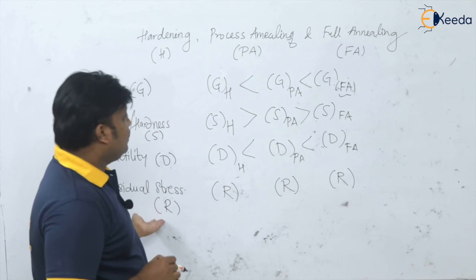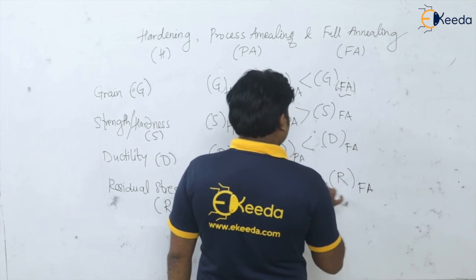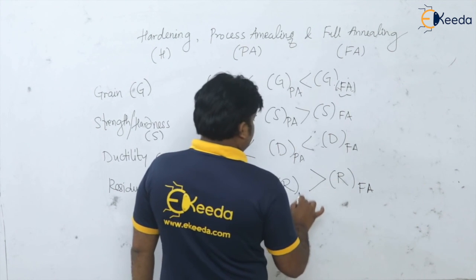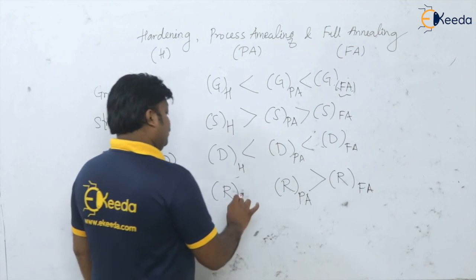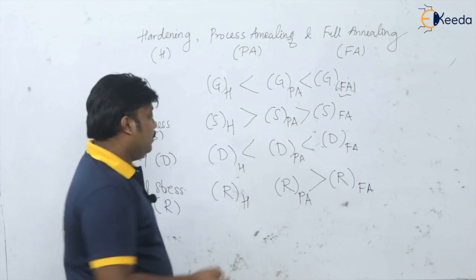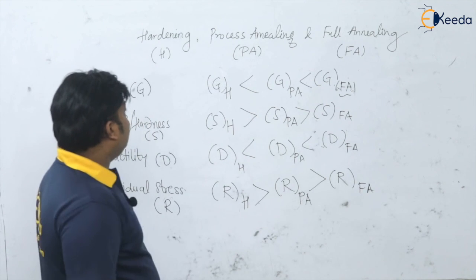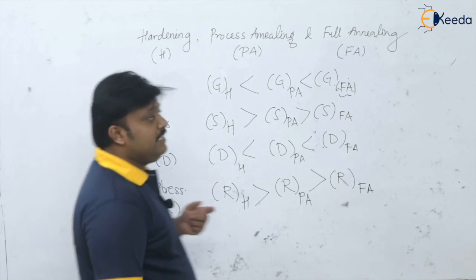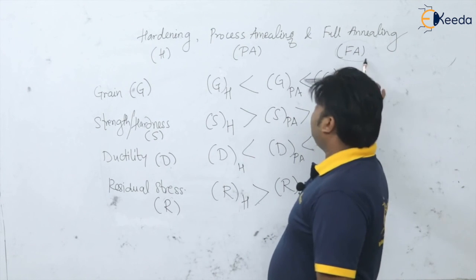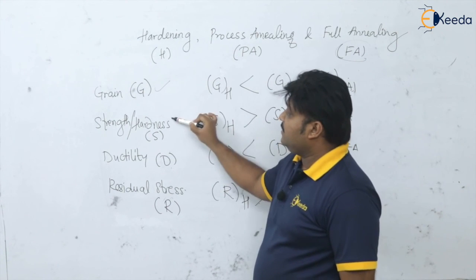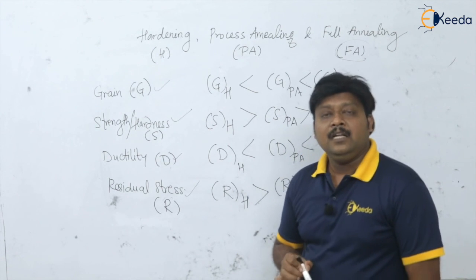And we have just seen the residual stresses are very low in full annealing. Again, they are very low compared to process annealing. And in hardening, we get the highest residual stresses, the hardening strains, because of the rapid quenching. So in this way we can compare the hardening process, process annealing, and full annealing in terms of grain size, strength, ductility and residual stresses. Thank you.